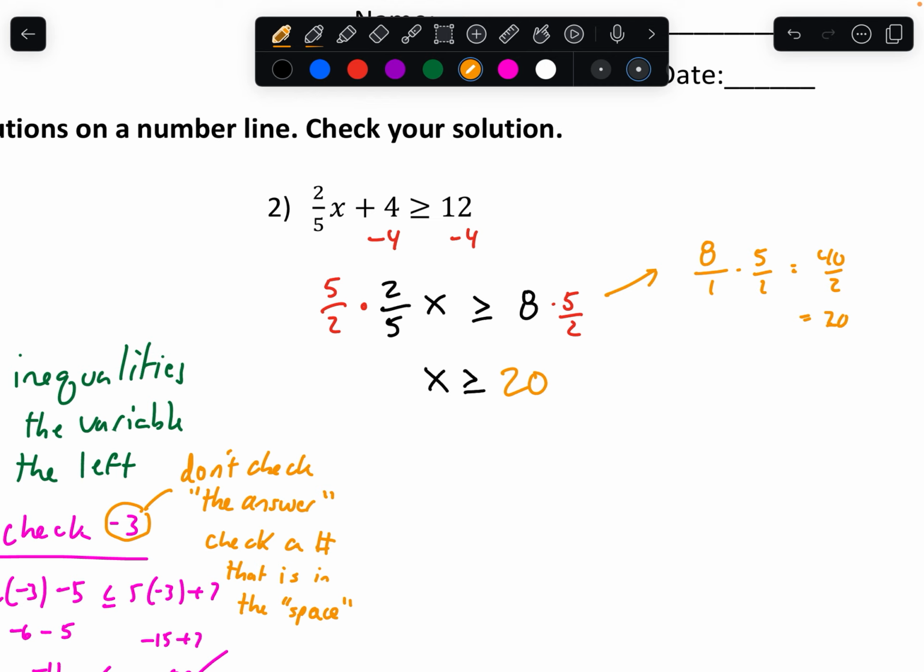Okay, and so there we're done with that. Number line. In the middle, 19, 20, 21, 22. This is equals, so it gets a closed dot, and we need x's that are bigger than 20. So we want like 21, 22, 23, so heading off that way. So the arrow goes that way.